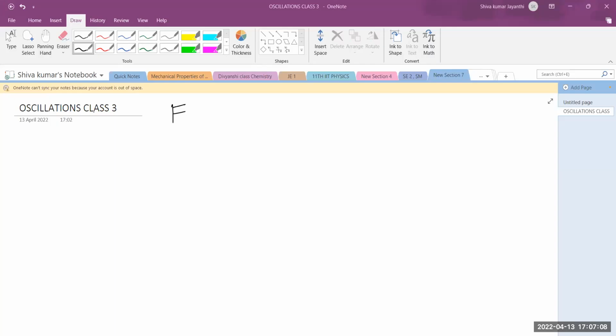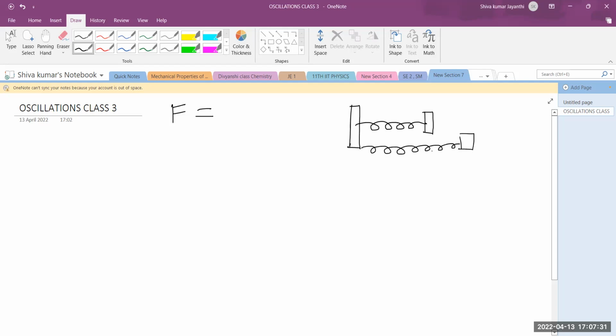From yesterday's class, I told you about the spring pendulum. You have a rigid surface on which you have a spring. I told you this. We can see this in a gym: this is a spring and there is a handle. When you extend the spring, you cannot extend it beyond a certain range.